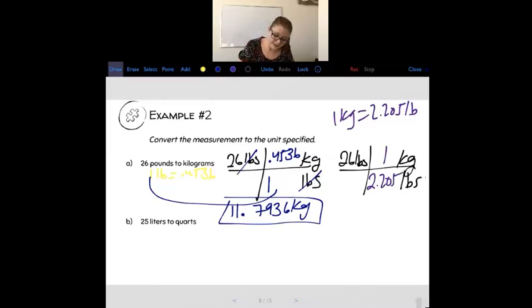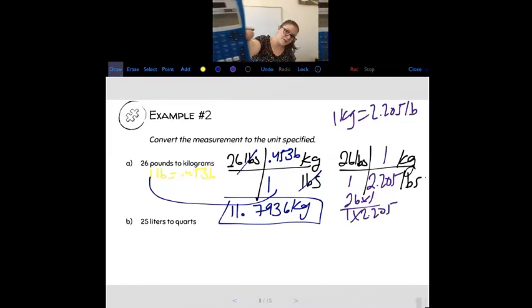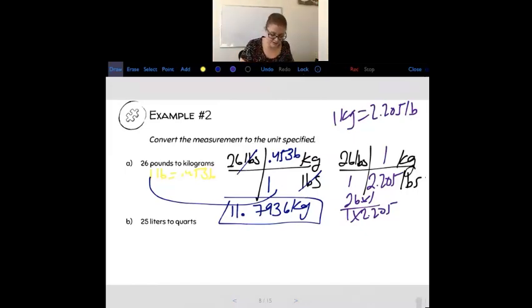So we would multiply 26 times 1, you can put a 1 here as well, divided by 2.205, and you get a much longer number. So that's why I say going the one direction might make it easier, but either answer is okay. And here we get 11.79138. And notice these two numbers aren't exactly the same. That's because conversion factors aren't perfect.